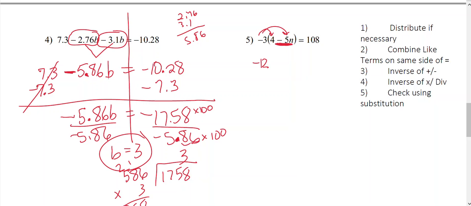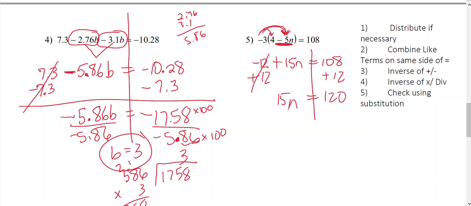Again, this 5 is a negative 5n because it has a minus sign in front of it. So I don't know what sign to write down next until I've multiplied. My next multiplication would be negative 3 times negative 5n. And a negative times a negative is a positive, so I'm going to write down a plus. And 3 times 5 is 15n. Now that I've distributed, I have a two-step equation. Add 12 to both sides. 15n equals 120. Divide by 15 on both sides, and n equals 8.